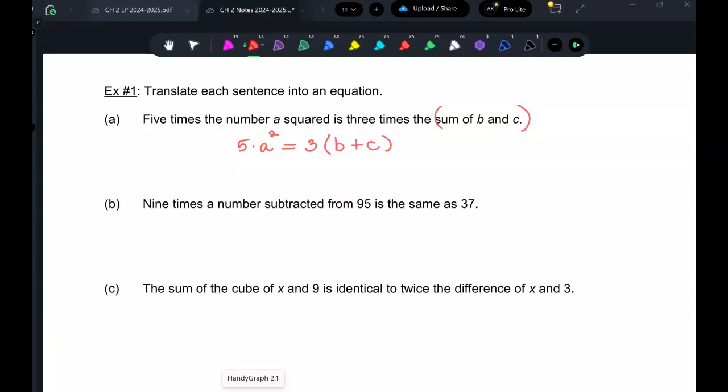Can I do the next one? Yeah, just a minute, Kobe. I think Charlie had her hand up first, and then you can do the last one. All right, Charlie, go for it. 9 times A minus 95 equals 37. Okay, I'm going to do one quick thing. It says 9 times a number subtracted from 95. So 95 has to go first. So this one just had a slightly different order.